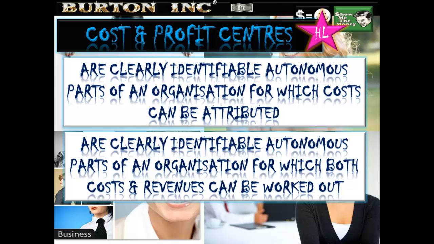Drawbacks. Allocating indirect costs such as rent, interest, insurance, and administrative costs is a subjective task. And we saw that when we looked at contribution pricing back in 4.4. That was the price unit of marketing. And that all means that it can be difficult to accurately calculate the overheads attributable to each cost centre.